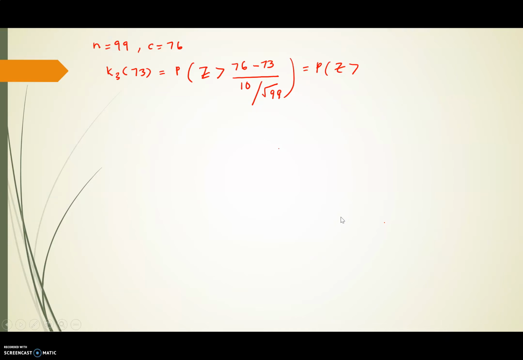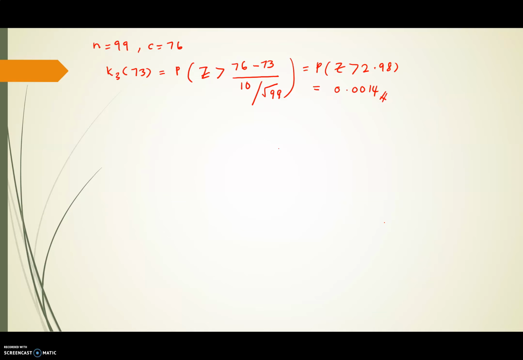Okay, we have theta equals 73. So we proceed with Z greater than (76 minus 73) divided by 10 over square root 99. If we standardize, we get Z greater than 2.98. So from our stats table, it gives us 0.0014.